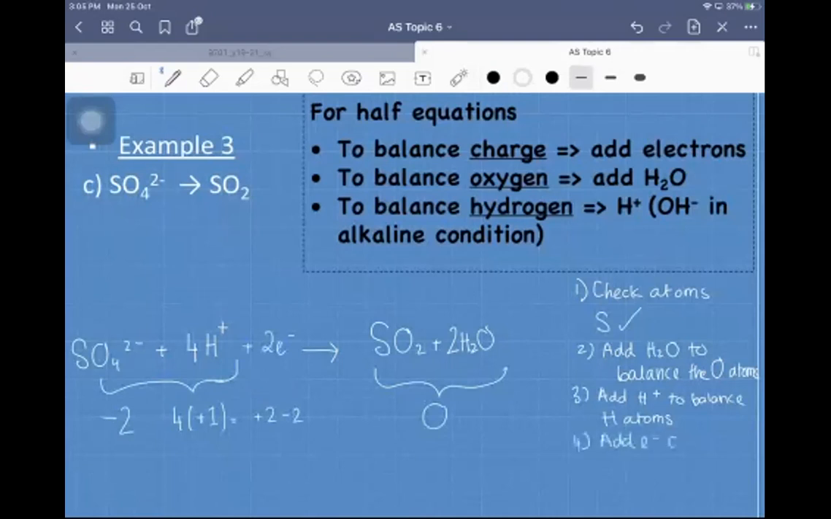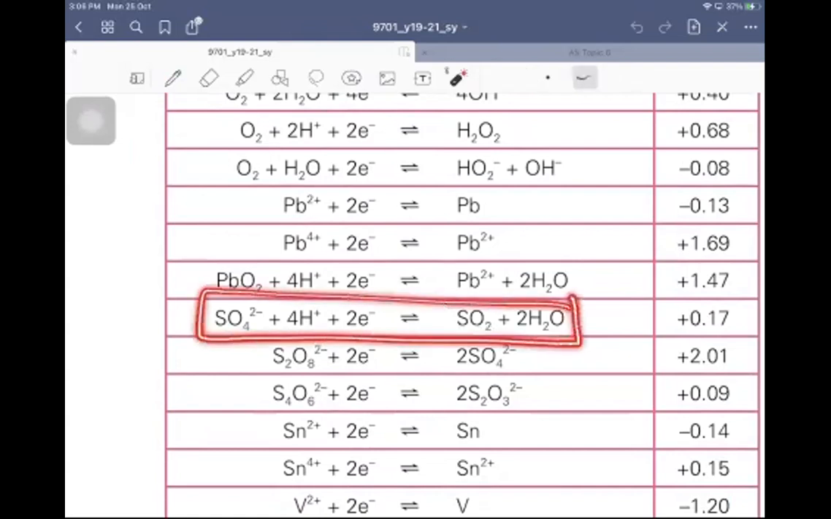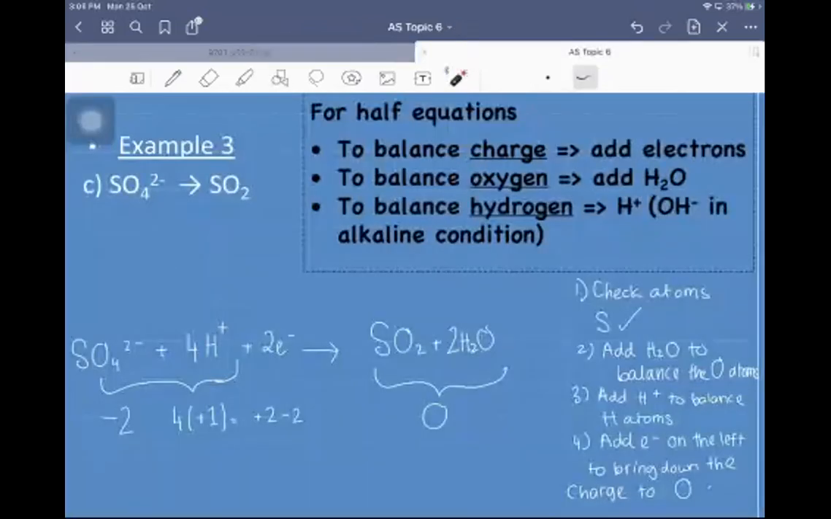Add electrons on the left to bring down the charge to 0. So now you have total charge 0 on the left and the right side. It's given here in your data booklet: SO4²⁻ plus 4H+ plus 2e⁻ to form sulfur dioxide plus 2H2O. And the method to work out that half equation is by first balancing the number of atoms and then balancing the charges on both sides.